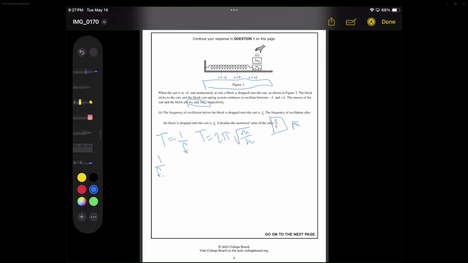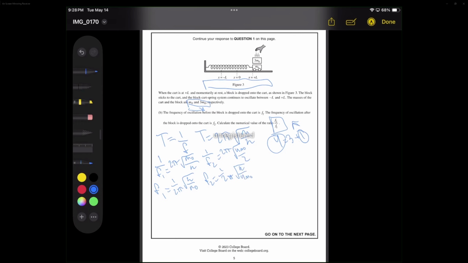We'll do 1 over F1 is going to equal 2 pi root m over K. 1 over F2 equals 2 pi root 4m over K. And it's 4 because we have 3 and 1 combined. So use 1 and use 4. Now we can flip them just to make it a little bit easier to understand. 1 over 2 pi. These flip. 1 over 2 pi. These flip.